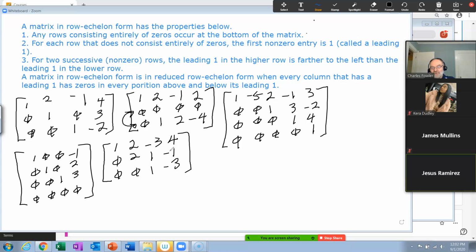Is it in reduced row echelon form? Well, of course not. It's not in row echelon form, so it can't be in reduced. But the other reason it can't be, even if you did make that change, you still got a 2 here and numbers above this leading 1. So that wouldn't be in reduced row echelon form either. Now F.